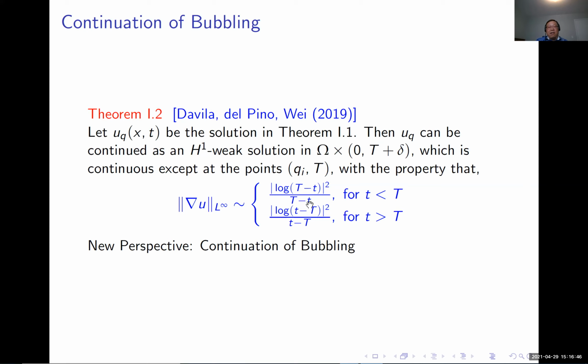And so this is a kind of continuation of a bubble, and this is quite interesting for this harmonic map heat flow. So you have a reverse bubble, you have a continuation. You can continue the bubble, okay? This is a continuation of bubble. Now for this, you can use the same theory. The same theory works for reverse bubble as well. It's just an ancient solution.